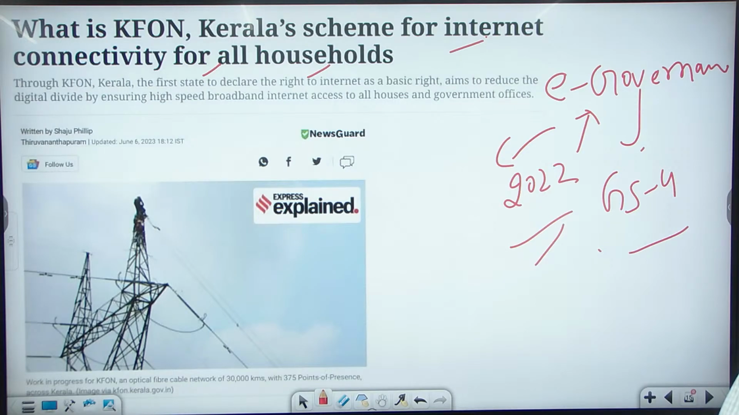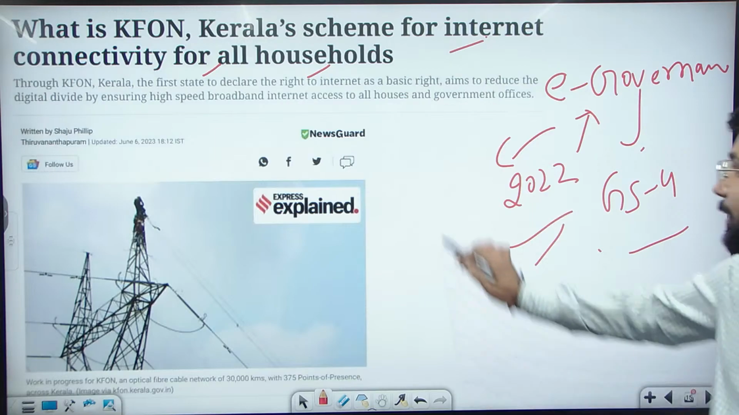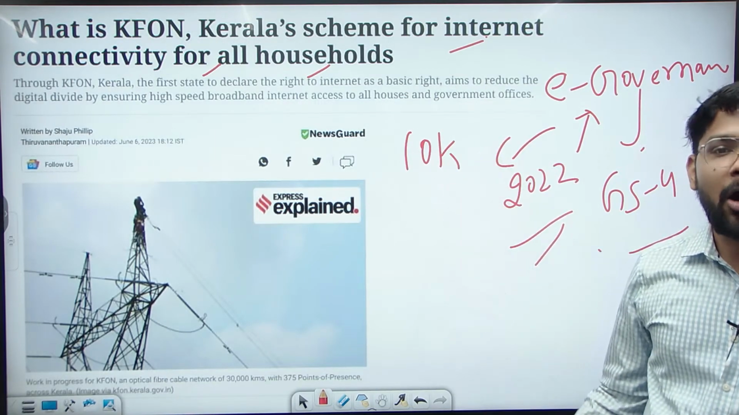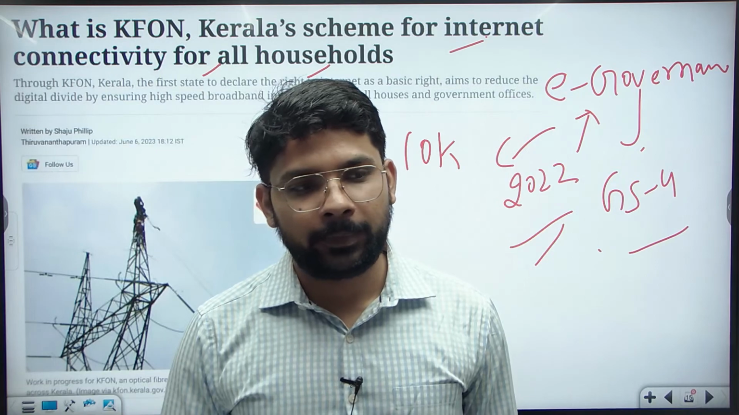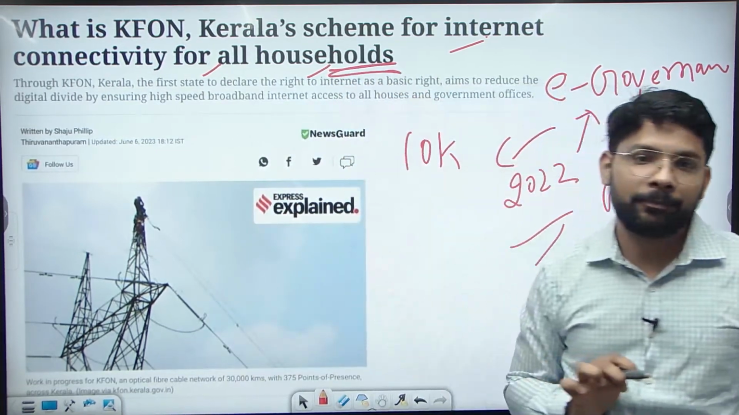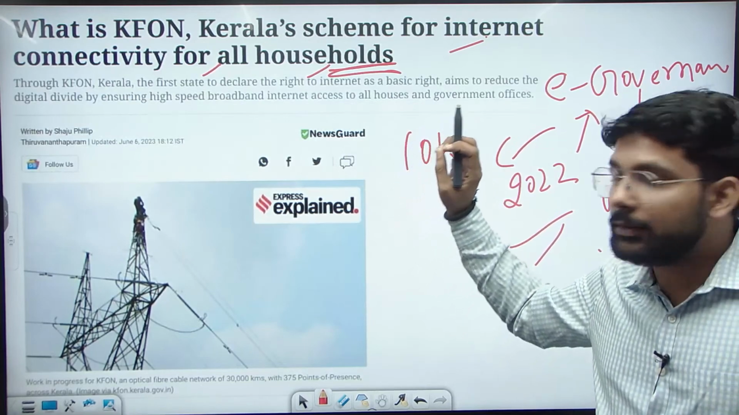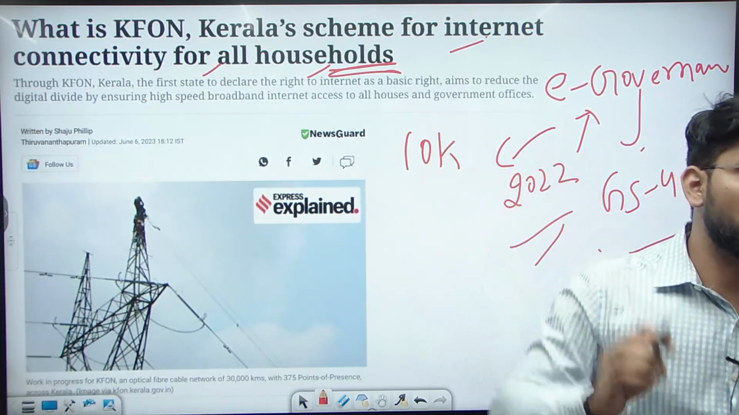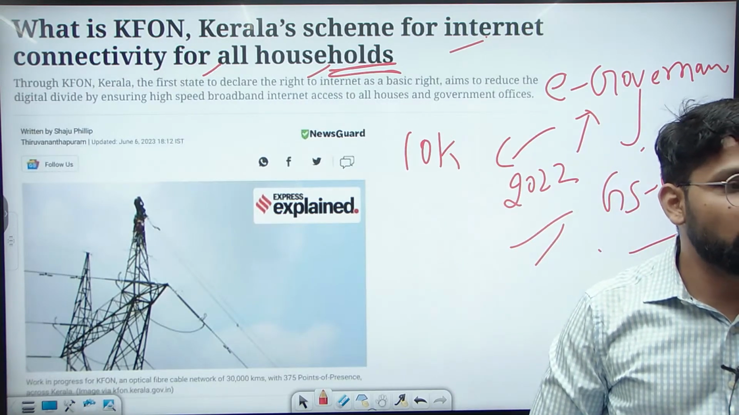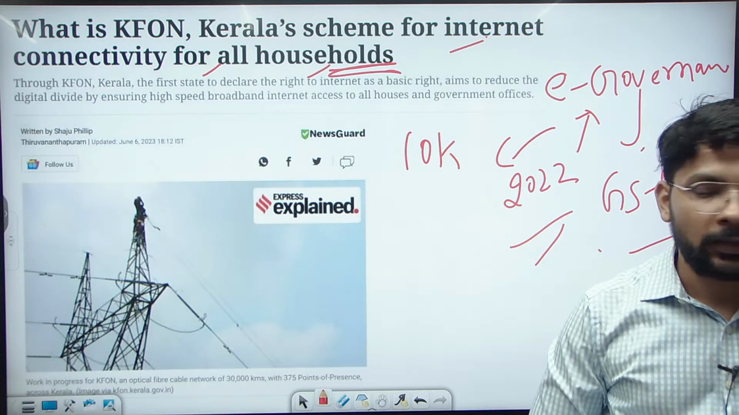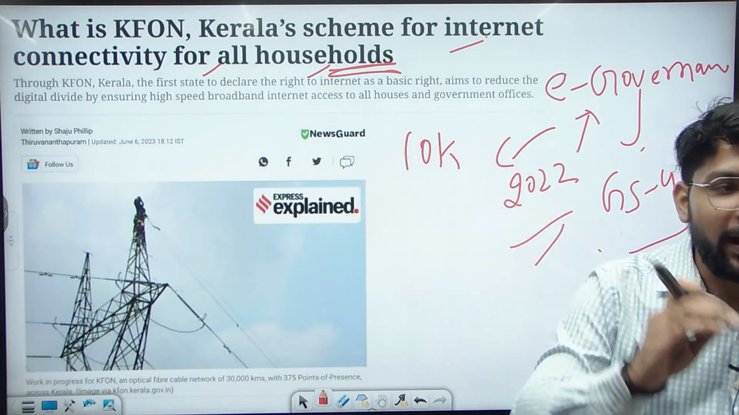There is a recent data report released related to economics that in India, 80% of the population earns less than 10,000 per month. If a person is earning less than 10,000 per month, then how can he or she afford a 1,000 rupee monthly Wi-Fi connection? So where does the role of the state come in? If the state is providing these services at a very low cost or at no cost, that can be a change in the governance model in the country. So you can quote these kinds of case studies in your answers to get extra 1 or 2 marks.